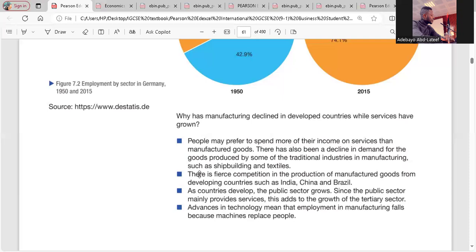they said there's fierce competition in the production of manufactured goods from developing countries such as India, China, and Brazil. So what it simply means is that one of the reasons why we have deindustrialization is that a lot of countries are becoming industrialized. Because they are becoming industrialized, more goods are being produced in different countries, more homogeneous goods. The same goods are being produced in different countries. As a result, it is less profitable than it used to be.